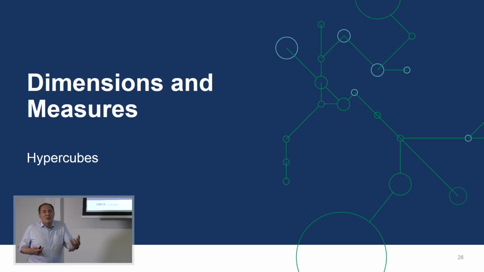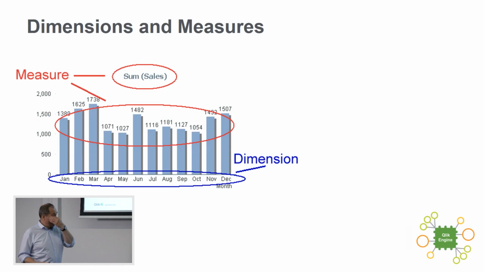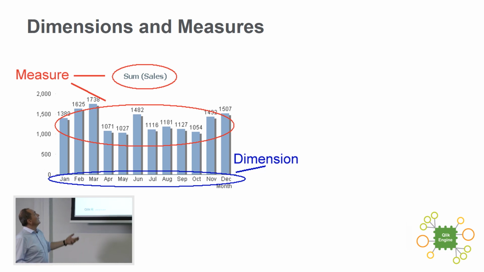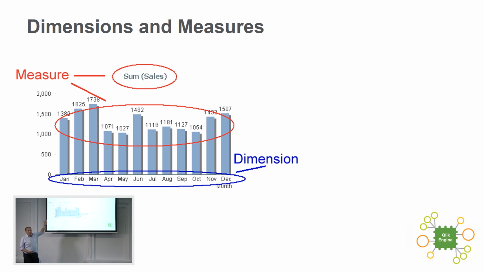So I mentioned dimensions and measures a number of times, and probably most of you already know exactly what it is, but I've seen people being confused by it, so I'm going to go through it anyway and just point out the most obvious things. First of all, an example, a bar chart. If you have a bar chart where you show the sum of sales per month, then obviously month is the dimension, and the number, the height of the bar, is the measure.